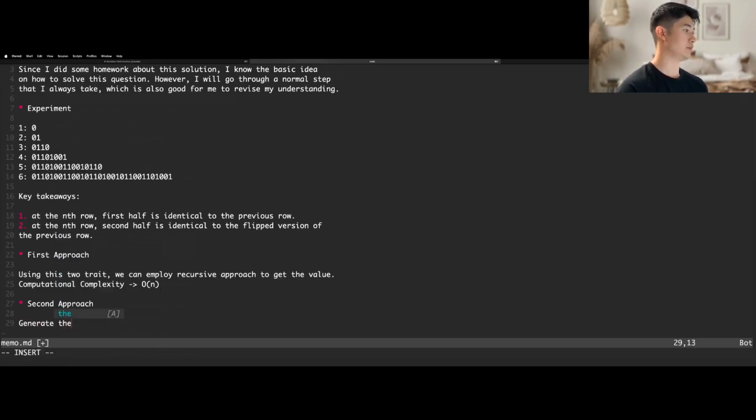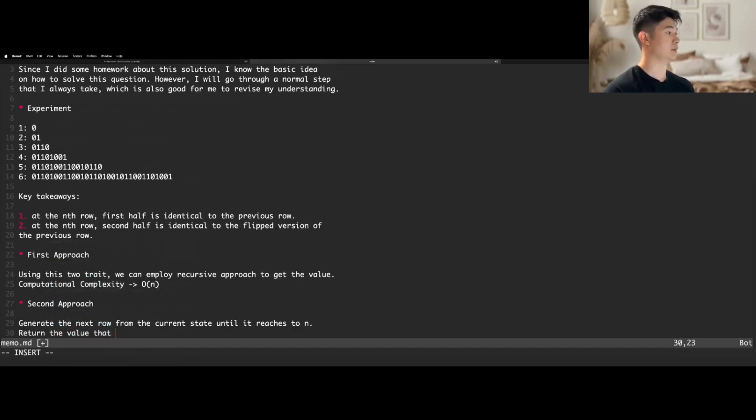Generate the next row from the current state until it reaches n. Return the value that is designated by k.